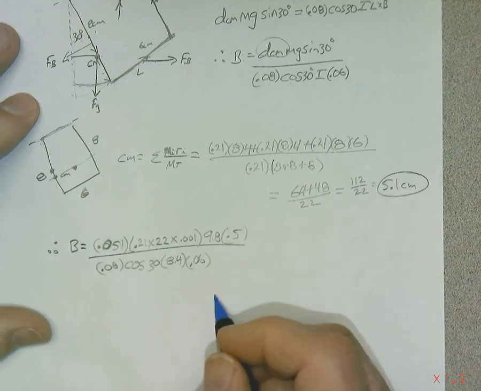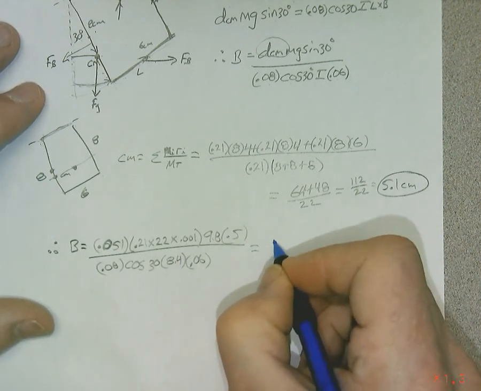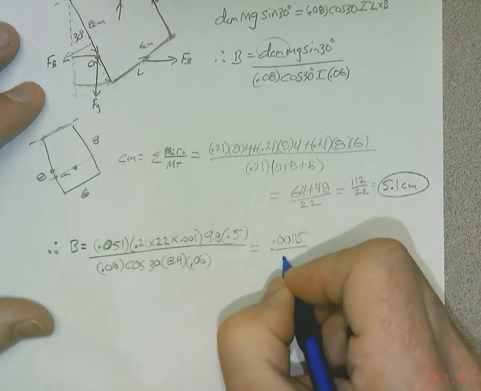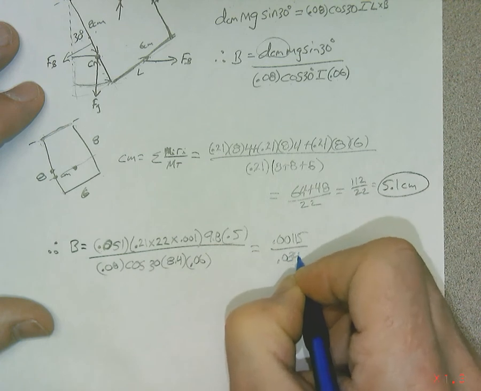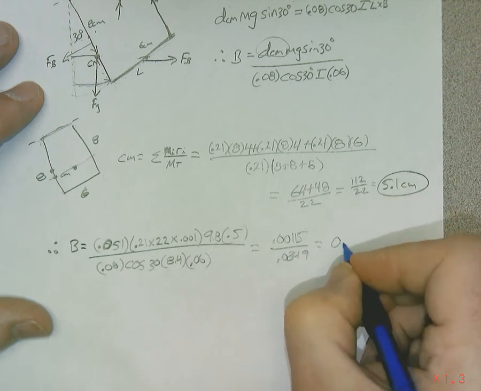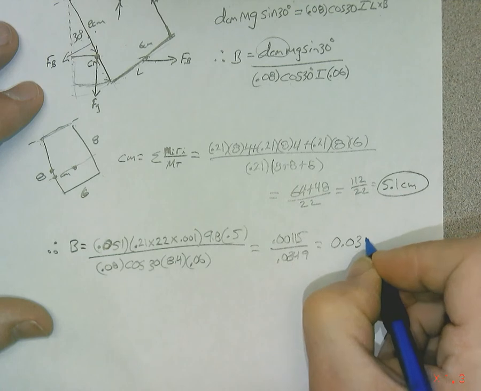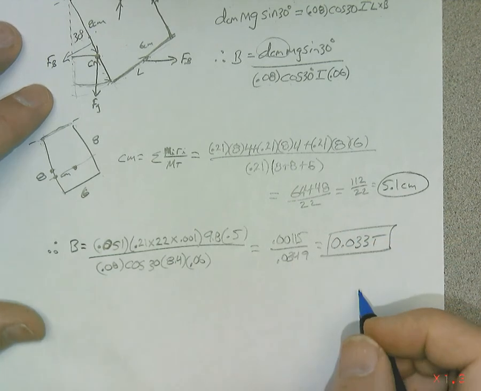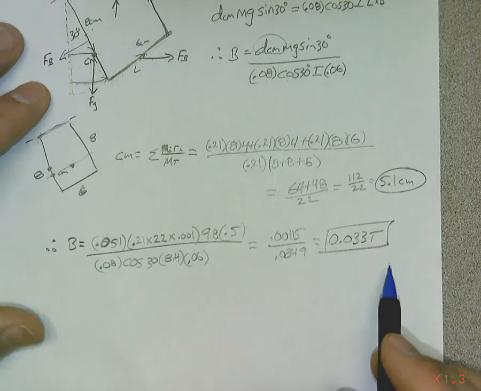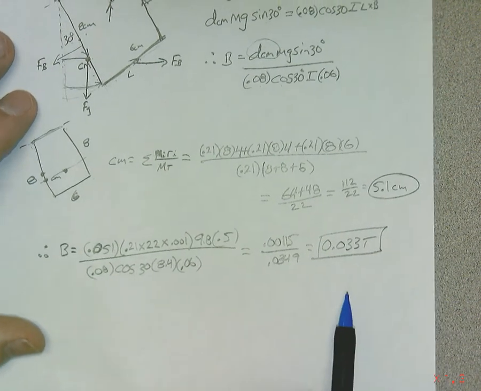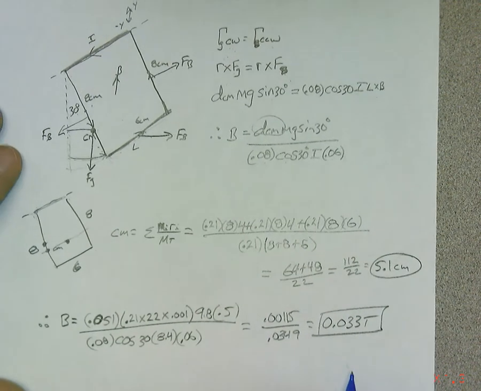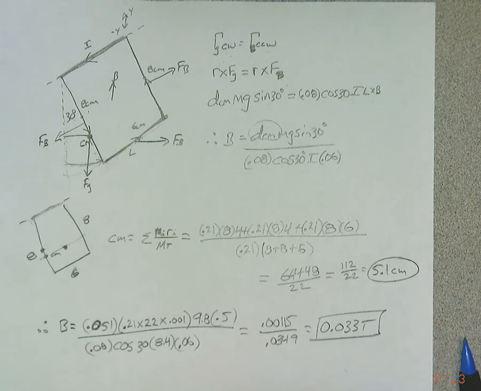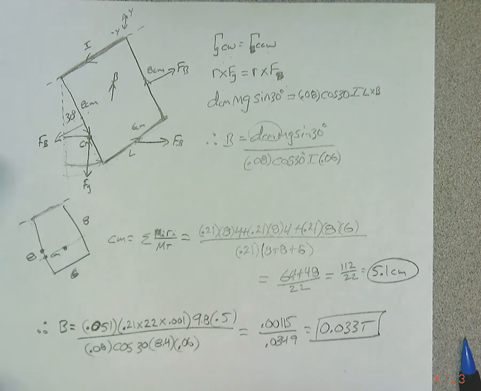And there's a whole bunch of junk. This comes out to something like 0.0015, actually 0.0115, over 0.0349, which is 0.33 Tesla, which is the answer that I get for my particular example, which is correct. And there are a lot of little places along there where we can go awry, go astray. But hopefully that clarified how to do that.